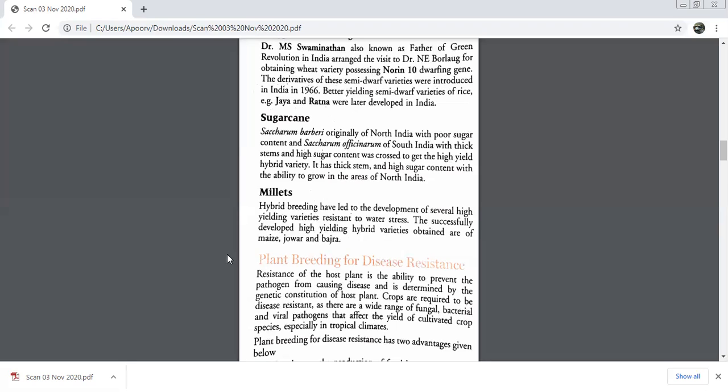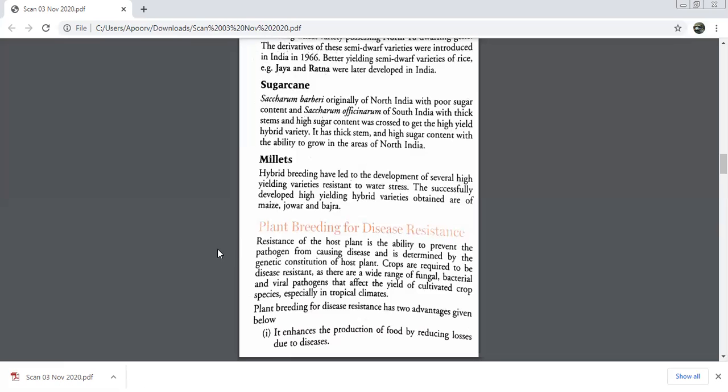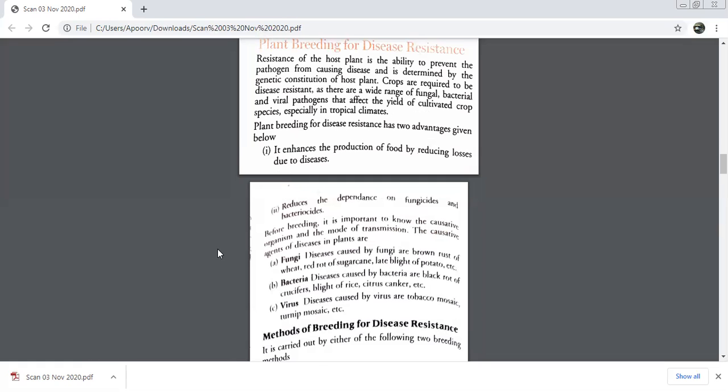Crops are required for disease-resistant varieties. There is a wide range of fungal, bacterial, and viral pathogens which affect the cultivated crop species, especially in the tropical climates. If you go to tropical areas, the plants are more prone to attacks by pathogens. They could be bacterial pathogens, they could be viral pathogens. So we are going to see how disease-resistant varieties are developed. We have discussed a problem. Now we move on to the next.